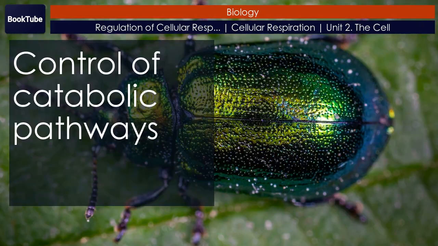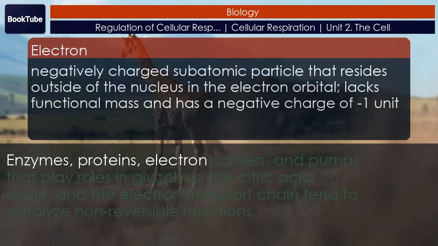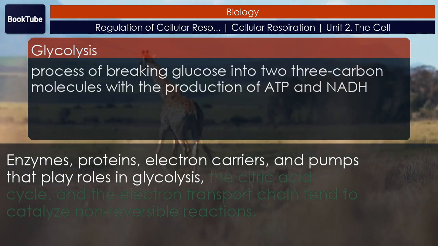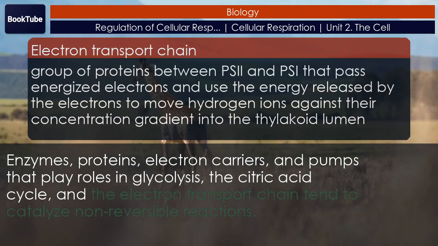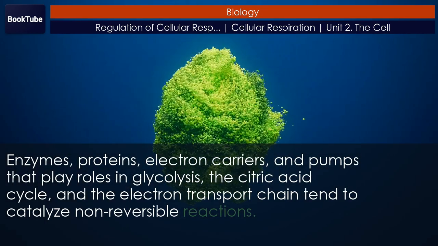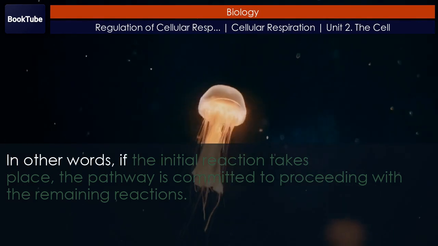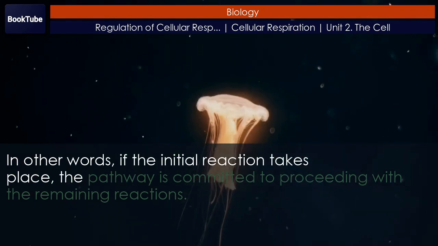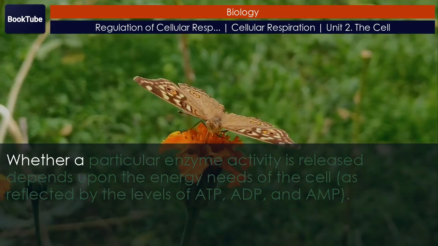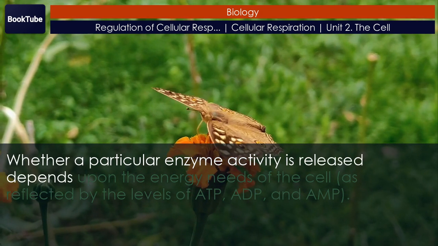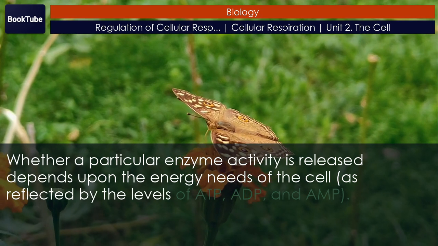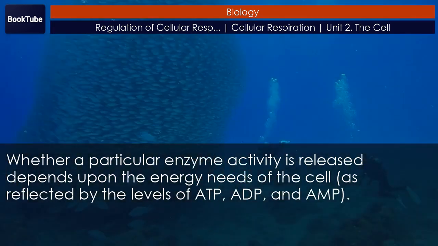Control of catabolic pathways. Enzymes, proteins, electron carriers, and pumps that play roles in glycolysis, the citric acid cycle, and the electron transport chain tend to catalyze non-reversible reactions. In other words, if the initial reaction takes place, the pathway is committed to proceeding with the remaining reactions. Whether a particular enzyme activity is released depends upon the energy needs of the cell, as reflected by the levels of ATP, ADP, and AMP.